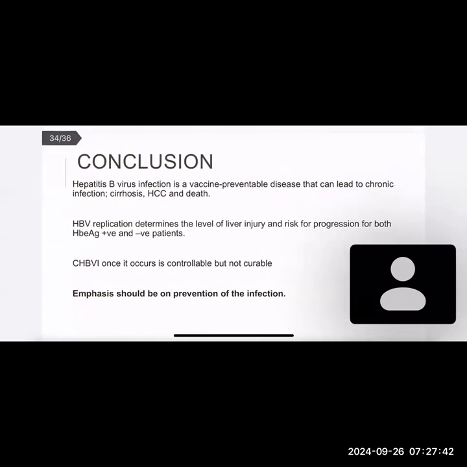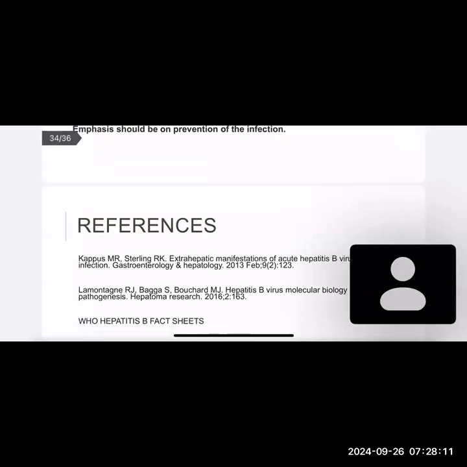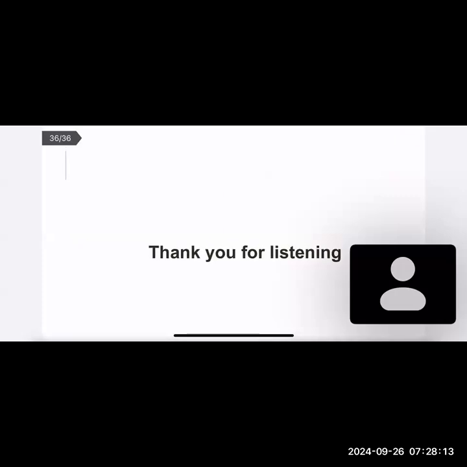So in conclusion, hepatitis B virus infection is a vaccine preventable disease that can lead to chronic infection, cirrhosis, hepatocellular carcinoma, and death. The replication determines the level of liver injury and the risk for progression for both those who are E antigen positive and negative. The chronic Hep B virus infection, once it occurs, is only controllable but not curable. Our emphasis should be on prevention of the infection. So these are my references. Thank you for listening.